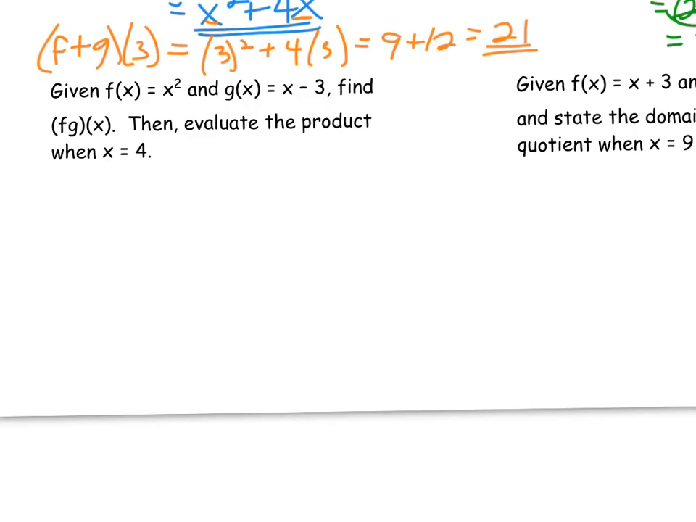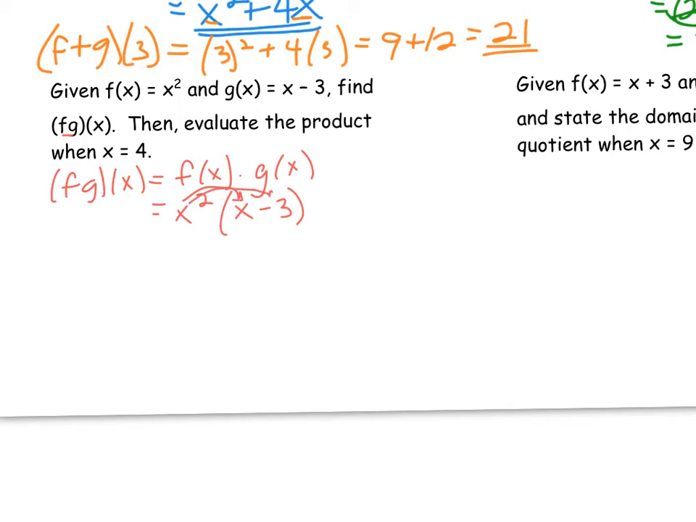Here's another specific function. Given f of x equals x squared and g of x equals x minus 3, find f times g of x, then evaluate the product when x equals 4. If we expand that product first, fg of x, that just means the first function times the second one. The first function is x squared times, I'm just going to put that in parentheses, x minus 3.